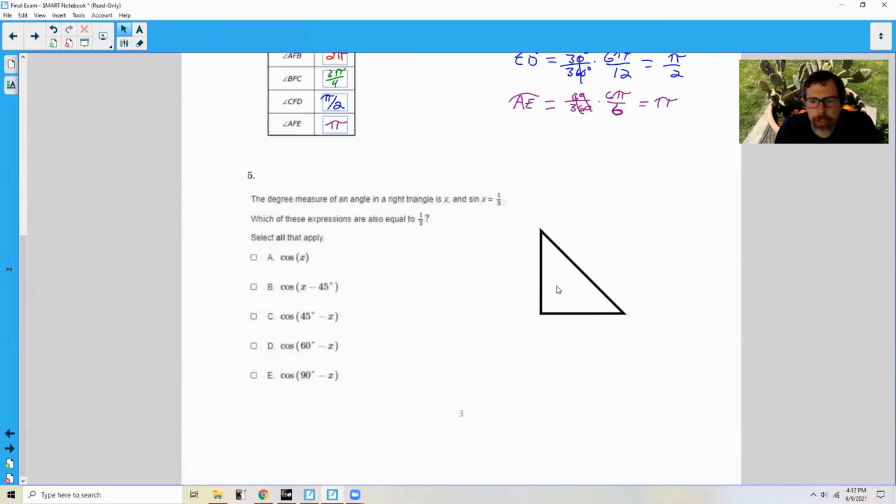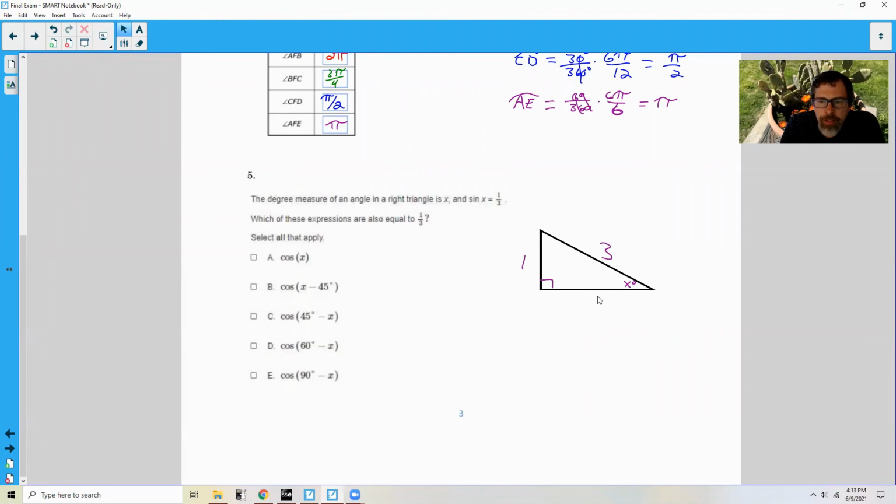Okay, so here's my triangle. And let me just adjust it a little bit so it's not looking isosceles. Okay, so here we go. Here's our triangle. So it says the degree measure of an angle in a right triangle is x degrees. The sine of x is 1/3. Remember, sine is opposite over hypotenuse. So opposite is 1 and hypotenuse is 3.